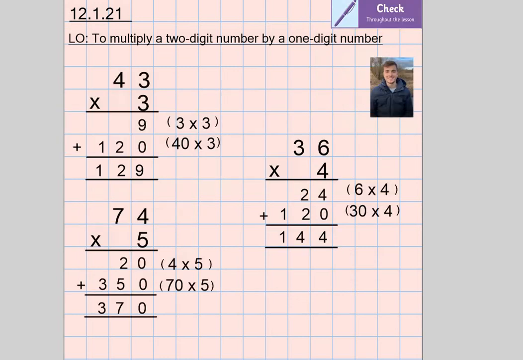How did you get on? The answer to the first one is 129. 36 times 4 is 144. And 74 times 5 is 370.